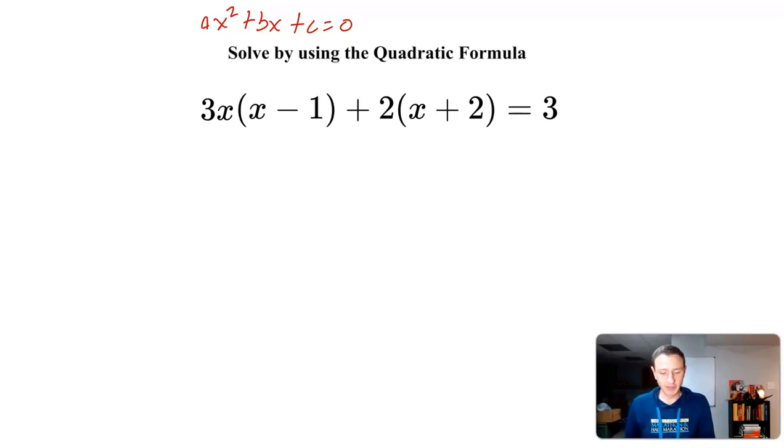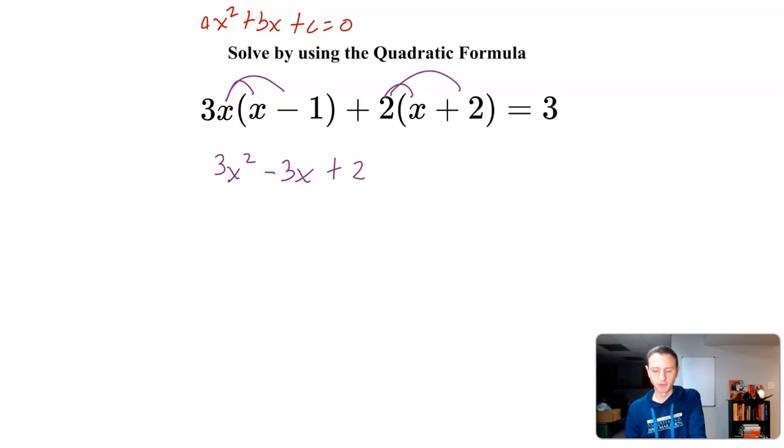The only route then is to just multiply everything out, see what happens, and see if we get into a favorable position where we can then use the quadratic formula. So let's go ahead and figure this out. 3x times x is 3x squared. 3x times negative 1 is negative 3x. Plus, and then I have this 2 times x and 2 times 2. So 2 times x is 2x. 2 times 2 is 4, equal to 3.